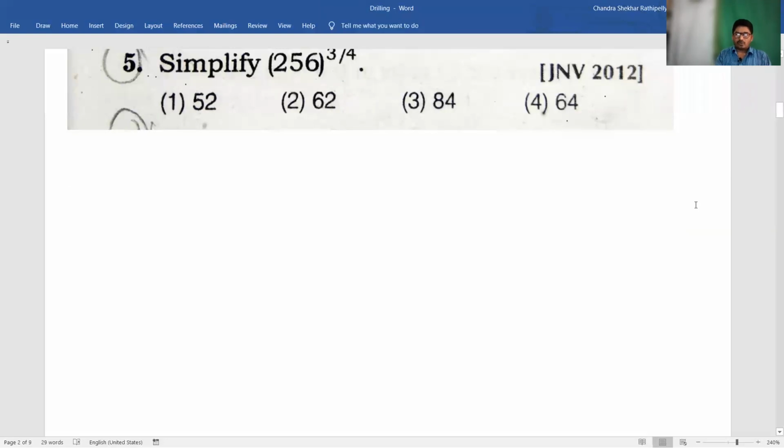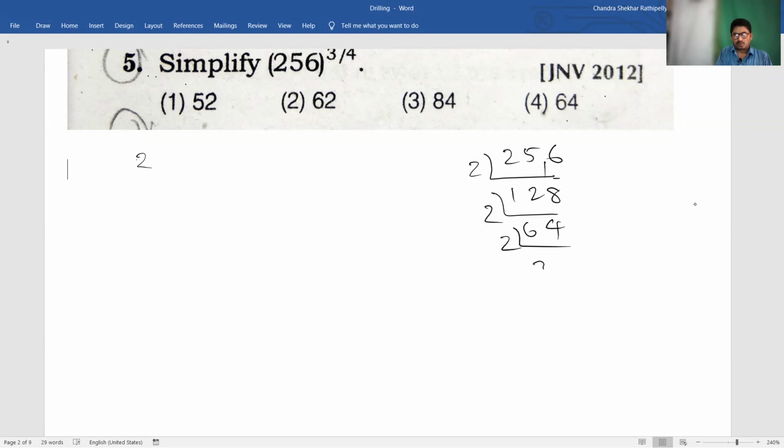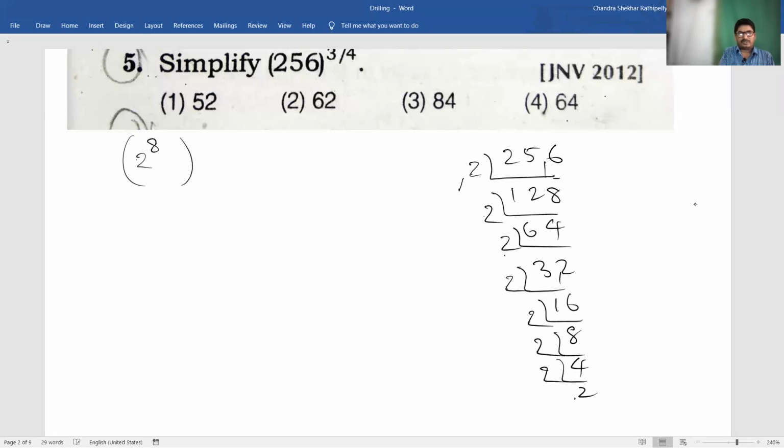All right. 256, first we have to write this 256 as factors, in exponential form. 2 ones are 2, 2 twos are 4, 2 fours are 8, 2 eights are 16, 2 sixteens are 32, 2 thirty-twos are 64, 2 sixty-fours are 128, 2 one twenty-eights are 256. How many twos here? 1 2 3 4 5 6 7 8. So 2 to the power of 8, whole to the power of 3 by 4.